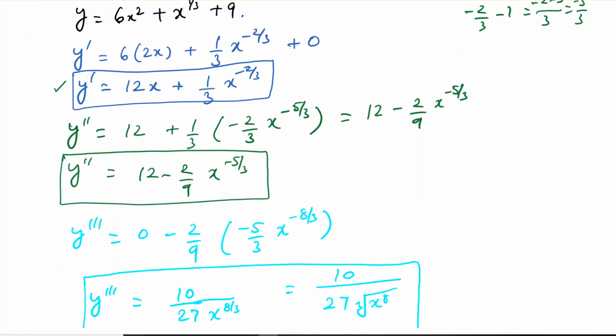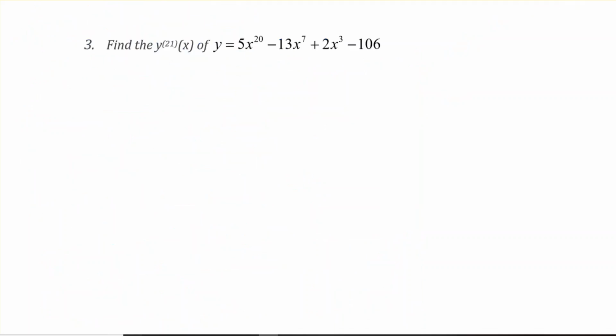So therefore, for the higher order derivatives, we just keep on repeating the process of differentiation. Let's take a look at another example in which we have to find the 21st derivative of this function. Wow, that sounds weird, right? 21st. So it means you have to take the derivative 21 times? Maybe not. Let's see if we can see a pattern in the derivatives.